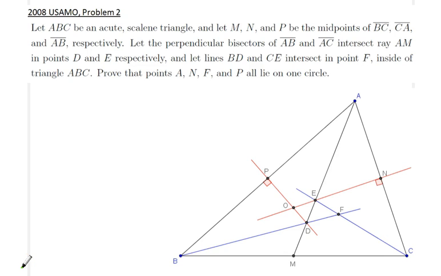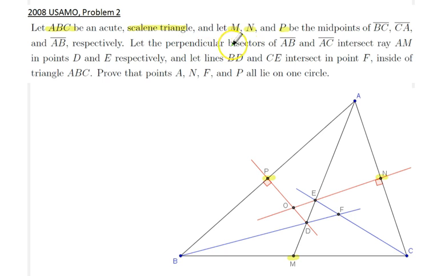Hello everyone, in this lecture we will be going over 2008 USAMO problem number 2. Here's a view of this problem and a simple sketch related to this problem. So we are given an acute triangle ABC. It turns out to be a scalene triangle, and let M, N and P be the midpoints of the respective sides, and you can clearly see them on this sketch as well.